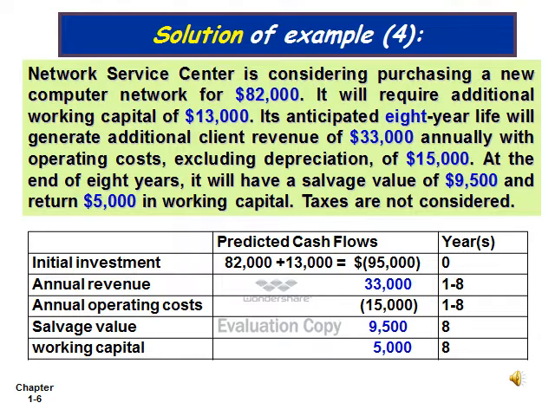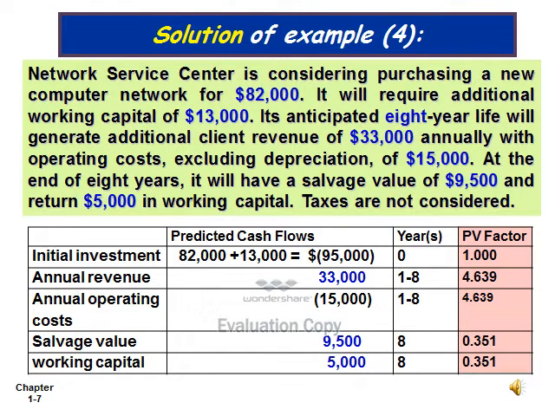Look at the years. Initial investment you will pay now, so there is 0 year. Annual revenue, you will get the annual revenue for 8 years. That means you will get in the first year, second to 8th year. Also, the annual operating costs you will pay from the first year to the 8th year. The salvage value, you will get the salvage value at the end of 8 years, and you will return working capital also at the end of 8 years.